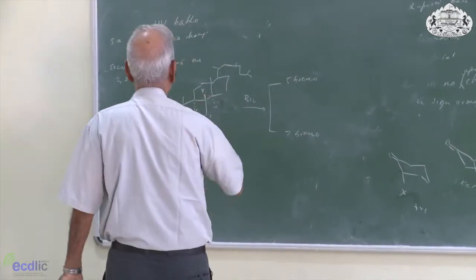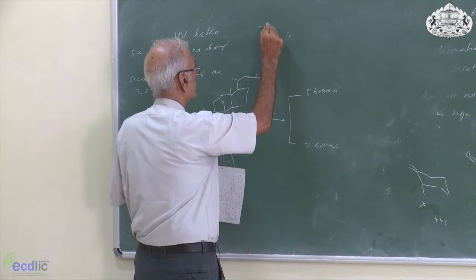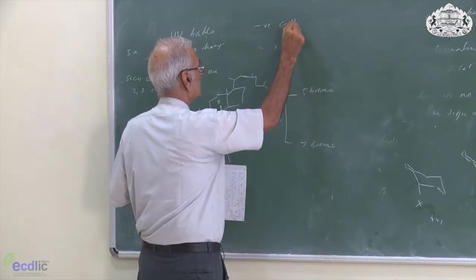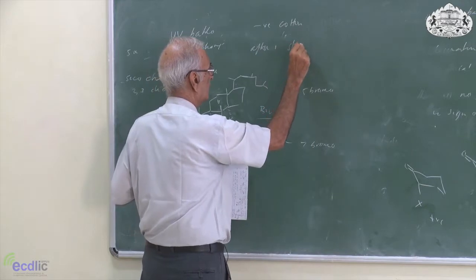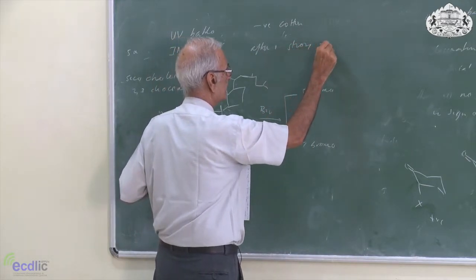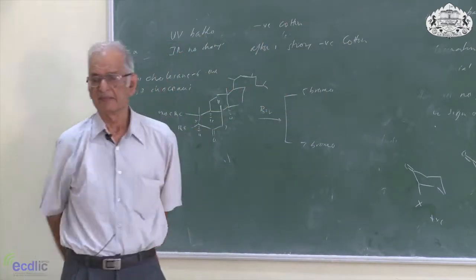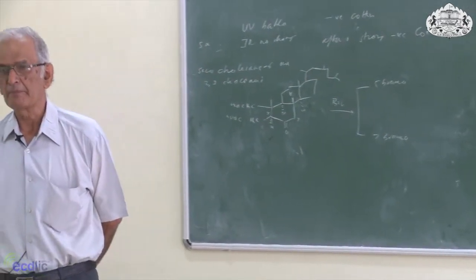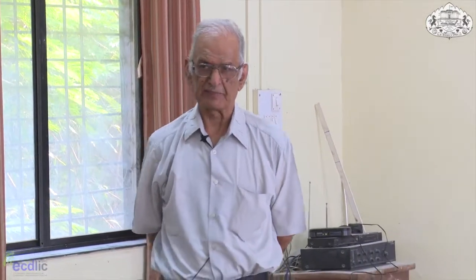Original ketone Cotton effect is negative. After halogenation, strong negative Cotton effect. So, large change in magnitude. That also tells us that halogen has gone axial.